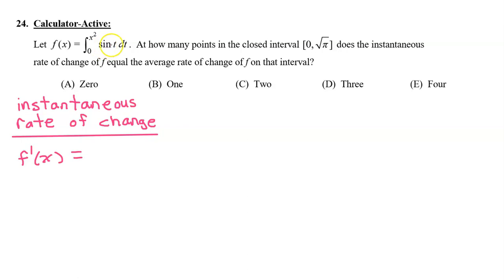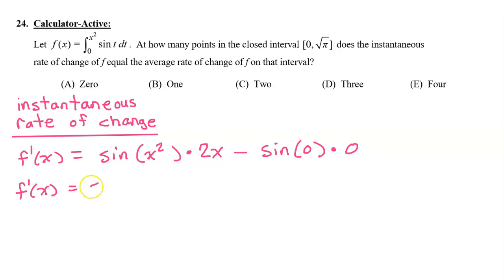So my inner function is sine of t. So I need to evaluate this at the upper limit of integration. So I'm going to put in the x squared. But then I'm going to multiply by the derivative of that upper limit, so I'm going to multiply by 2x. Then I'm going to subtract, and this time I'm going to evaluate sine at the lower limit of integration, which is 0. And then I multiply by the derivative of 0, which is 0. Multiplying by 0 wipes out the second term. So we just have f prime of x is equal to 2x times the sine of x squared. This is the instantaneous rate of change.